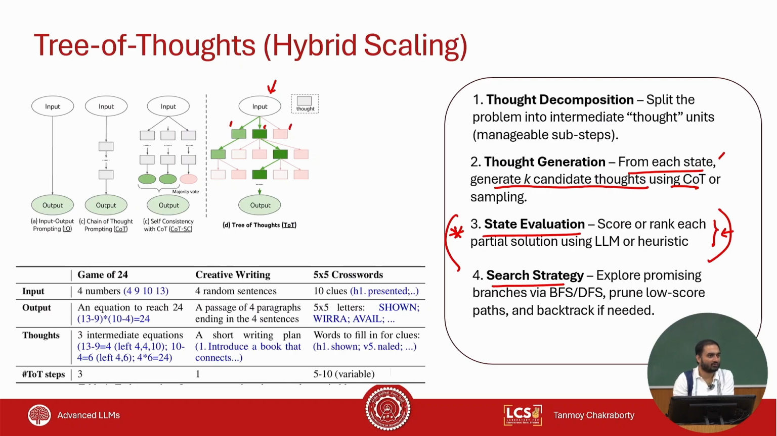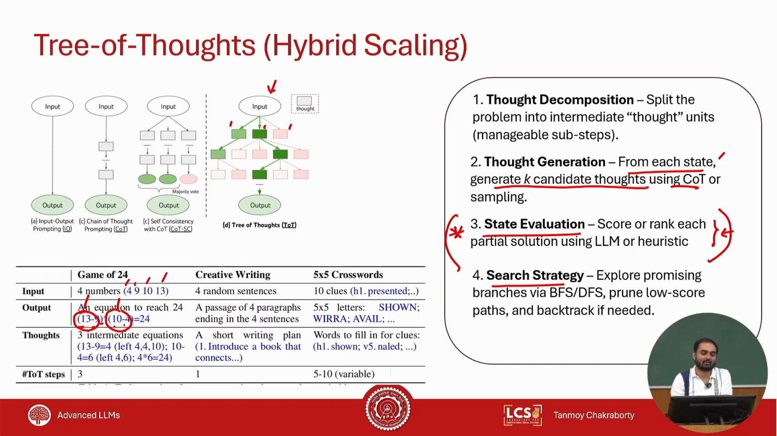Game of 24. You are given 4 numbers, and your task is to generate the number 24 by doing some operations with these numbers. You can use intermediate results. For example, you subtract 9 from 13 and 4 from 10, and then you multiply. So you first did the subtractions, got some numbers, and then multiplied. Intermediate outputs can also be used to generate the number 24.